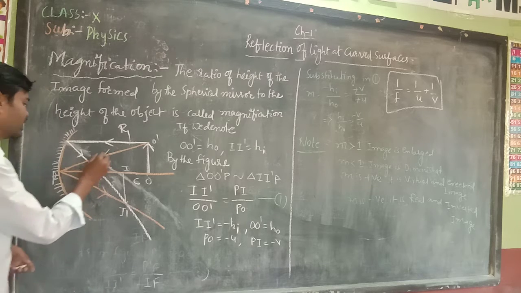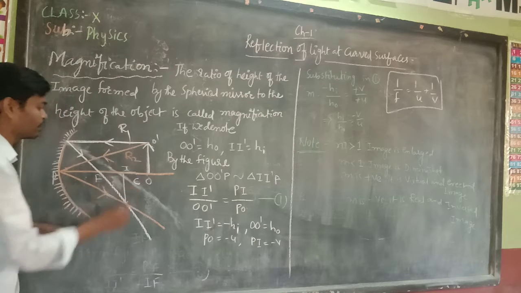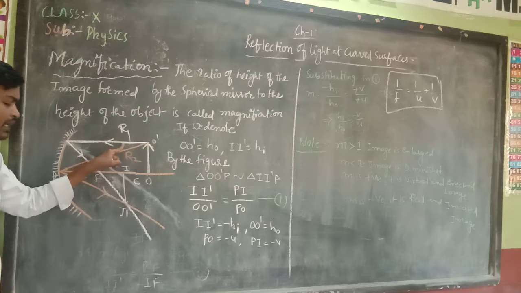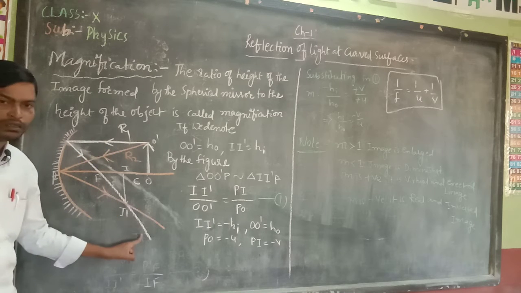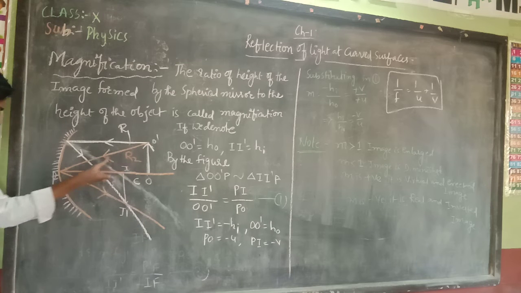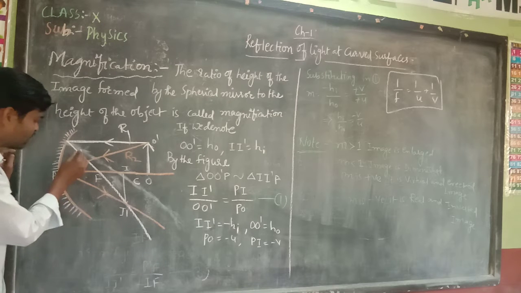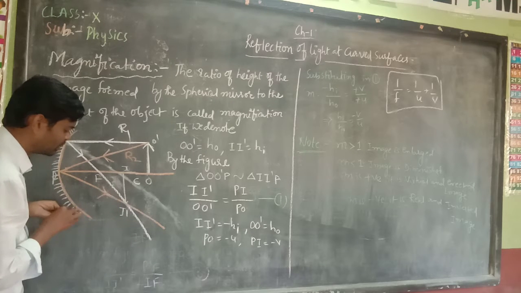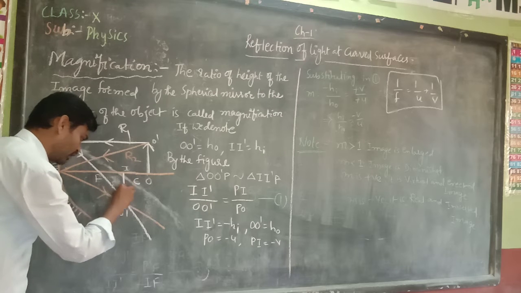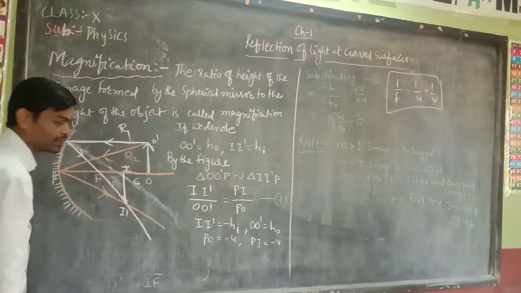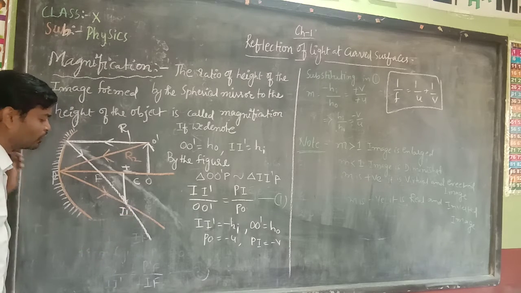The first ray we have taken is parallel to the principal axis. The ray which is parallel to the principal axis, after getting reflected, will pass through the focus, and another ray we are taking makes some acute angle with the principal axis at the pole. With the same angle it is reflected on the other side. So these both reflected rays are joining here. So this represents the image I dash.